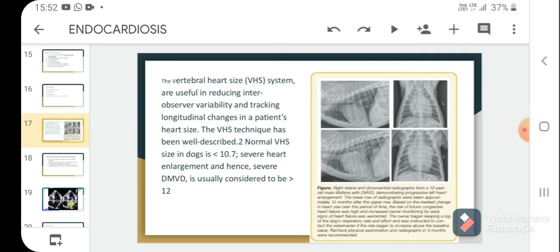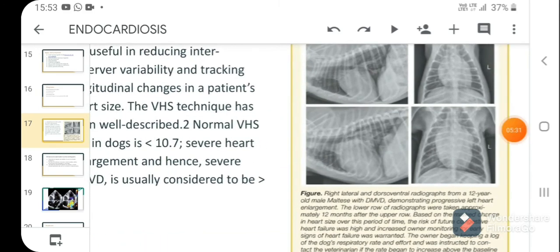As you can see in this slide, the upper one is taken first, and the lower one is taken after 12 months. So you can clearly see the increase in heart size in this slide.